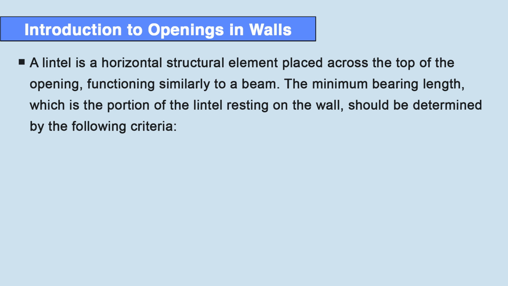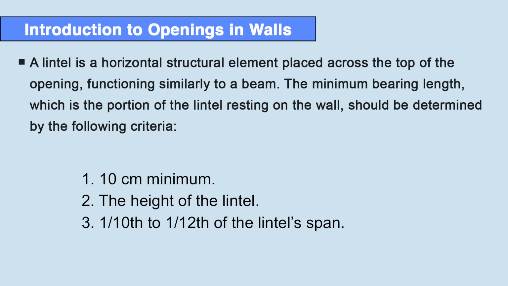The minimum bearing length: what is the bearing length? Bearing length is nothing but the portion of the lintel resting on the wall. The minimum bearing length should be determined by the following criteria. The first criterion is that the minimum bearing length should be 10 centimeters or 100 mm. The second criterion is the height of the lintel. The third criterion is 1/10 to 1/12 of the lintel's span.